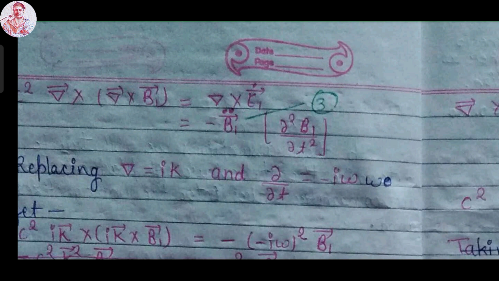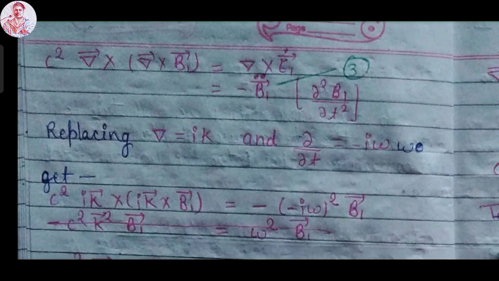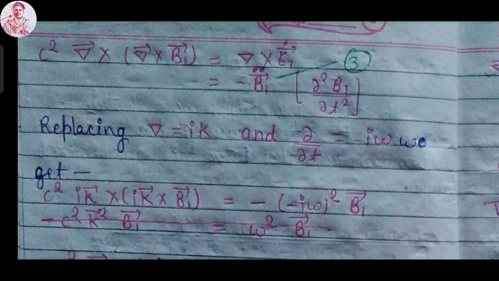And the value of del cross E, we know that minus beta. Here we have del cross E dot, then we get minus beta double dot, meaning the double differential of B, where B is the magnetic field vector. And replacing the value del by ik and del by del t is equal to minus i omega. This is the value we have got from the wave equation.